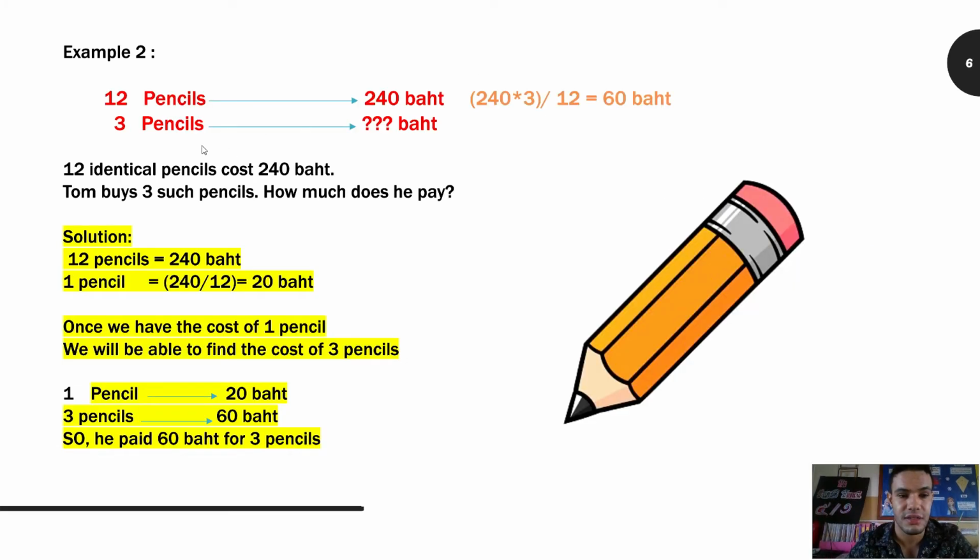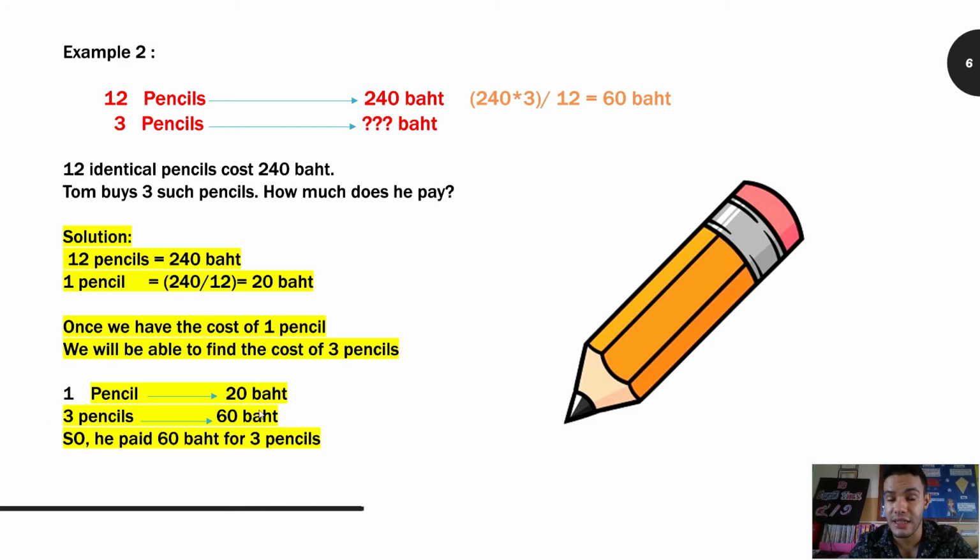This one is about pencils. We've got 12 pencils for 240 baht. 3 pencils, how much will they cost? You do the same thing here. First thing, you look for the cost of 1 pencil, and then you will be able to find the cost of 3 pencils. So you put 1 pencil 20 baht, then 3 pencils for 60 baht.